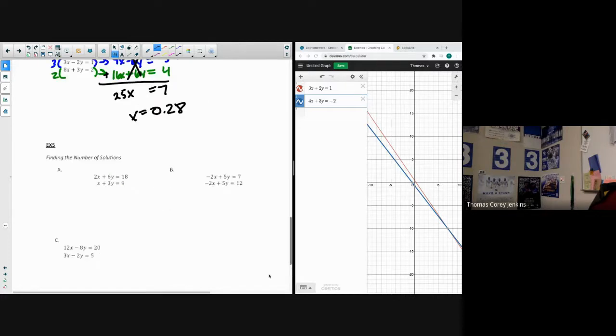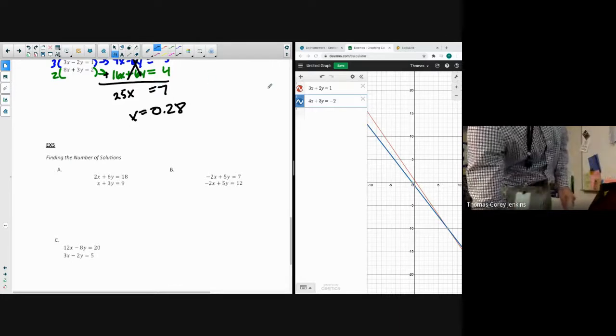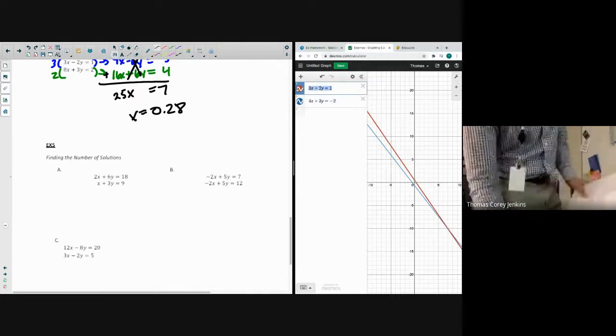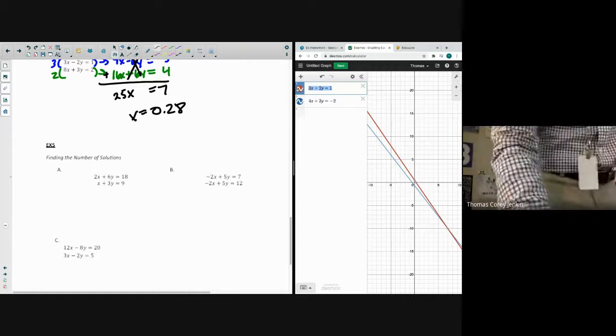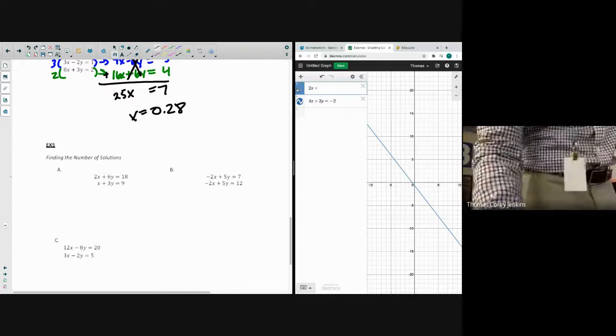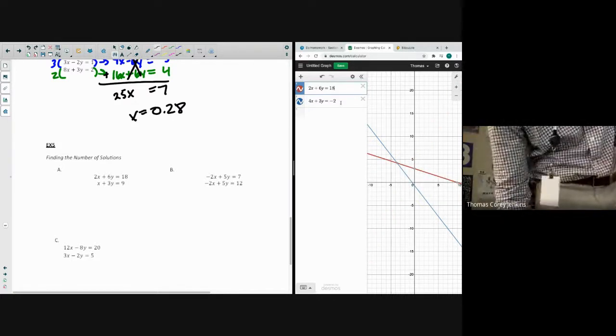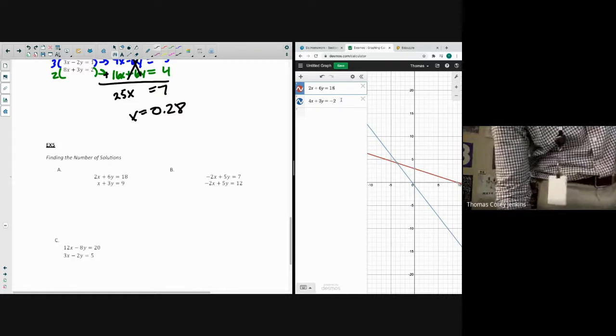All right, last ones, number of solutions. So these are going to be IMS or no solution. So let's recall what that looks like on the graph. So looking at 5A here, we got 2x plus 6y equals 18. And then we also have x plus 3y equals 9.